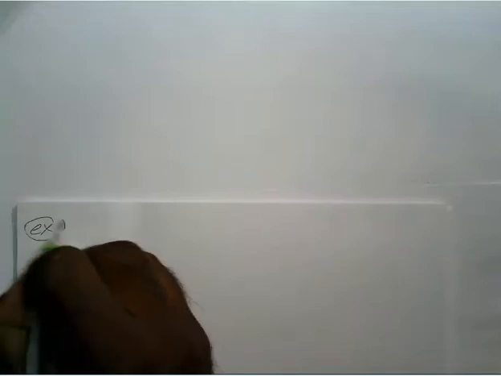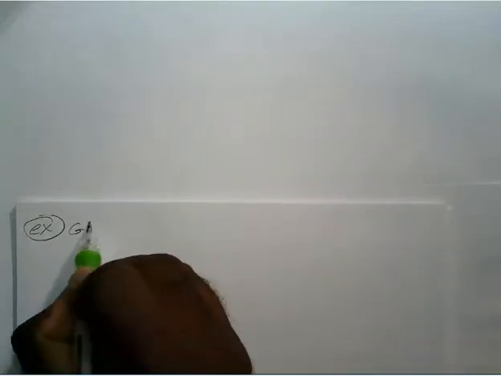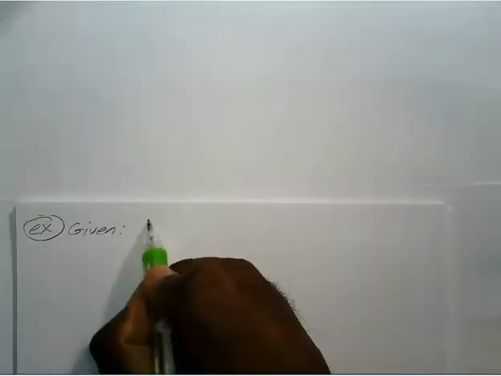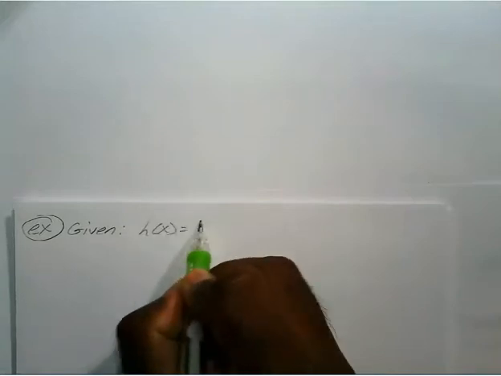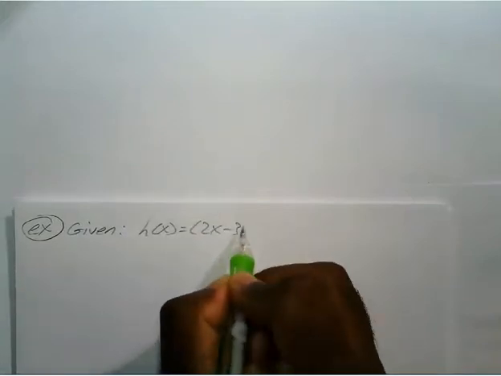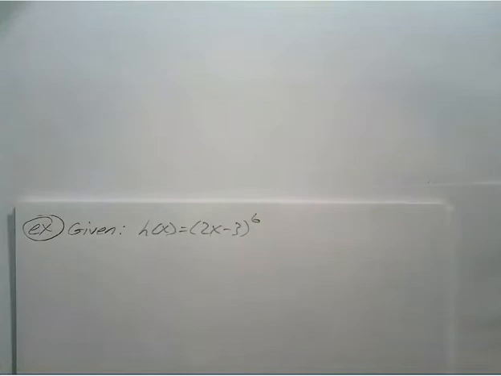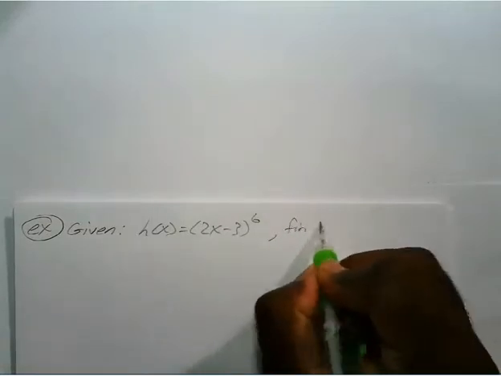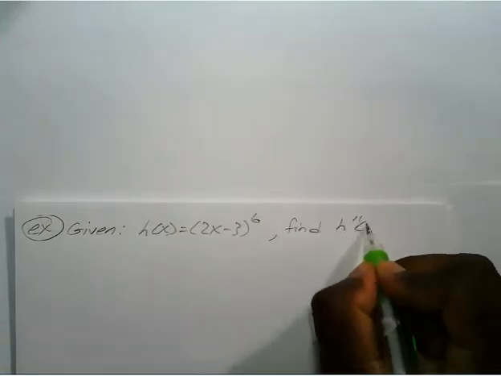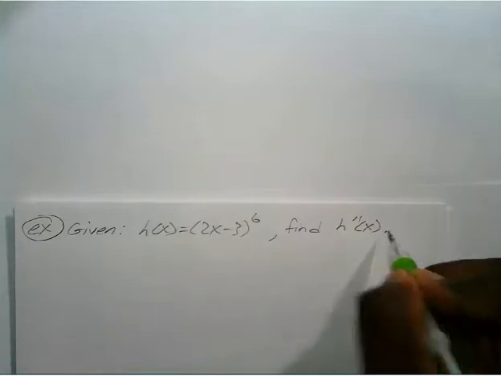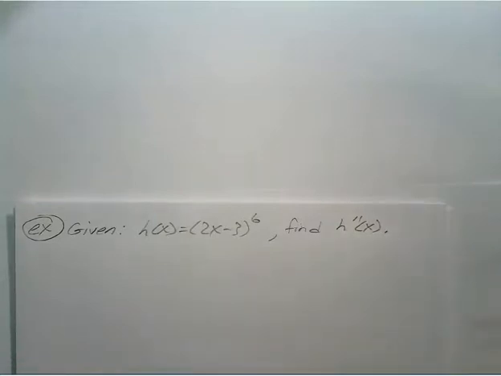Alright, so just to mix it up a little bit, what if we know that h of x is equal to (2x minus 3) to the 6th power? So we want to find the second derivative of h. Now the only difference is you're going to apply the chain rule twice. The only difference. Everything else is exactly the same.